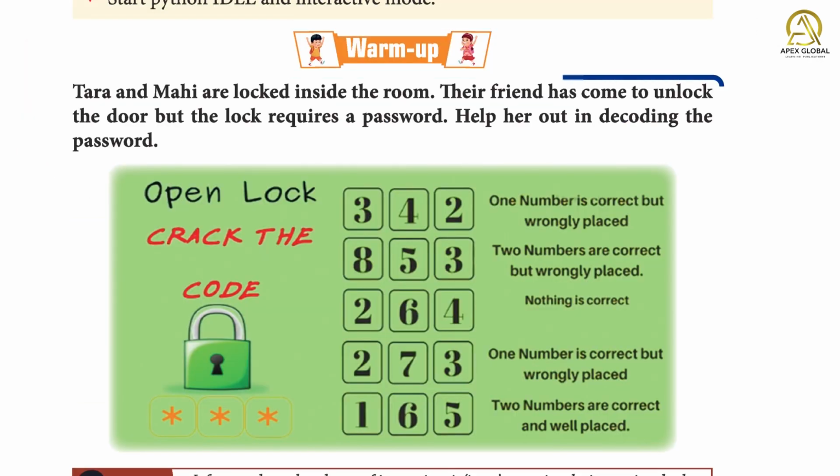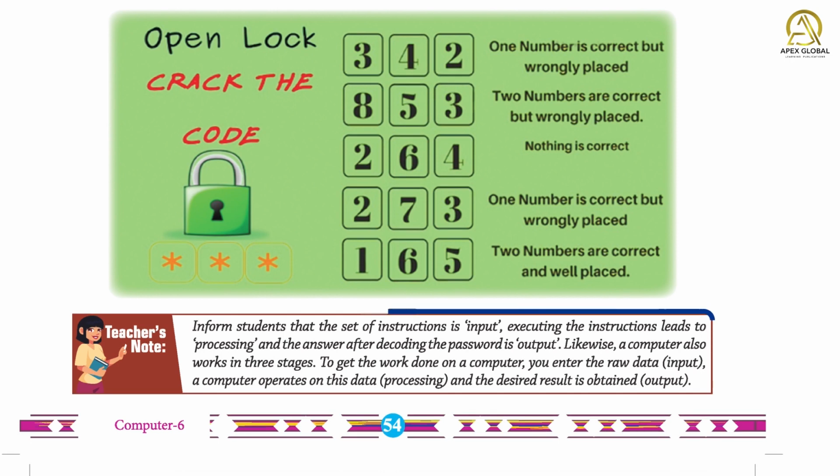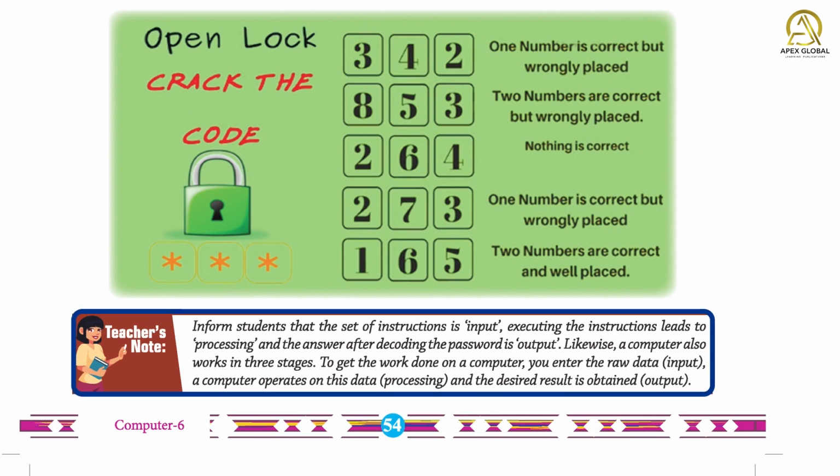Warm up. Tara and Mahi are locked inside the room. Their friend has come to unlock the door, but the lock requires a password. Help her out in decoding the password. Teacher's note: inform students that the set of instructions is input, executing the instructions leads to processing, and the answer after decoding the password is output.